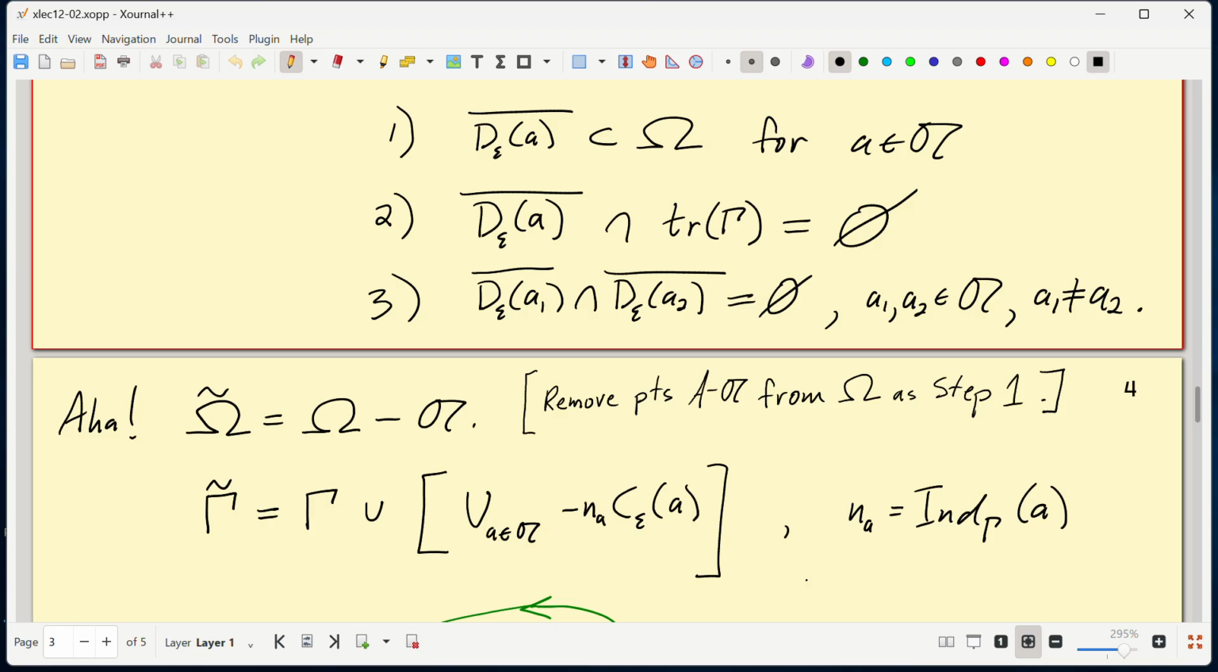Okay, so we're going to take a new curve where we add to our cycle a bunch of these little circles that go around in just the right number of times so that the index is going to be 0 with respect to those points in A. So the thing I didn't have last time was step 1, which is to remove all the points in the A's from omega.